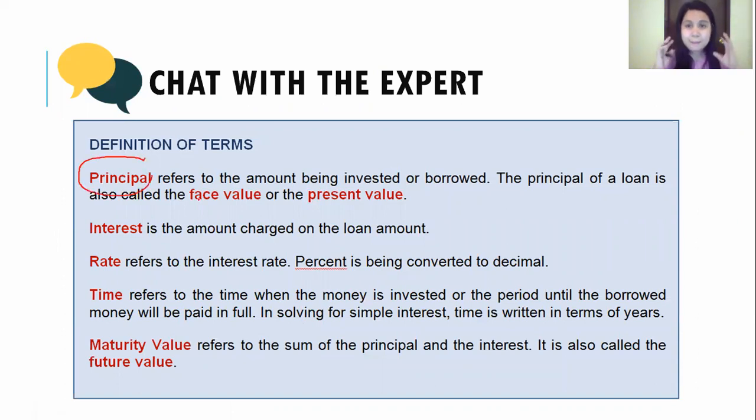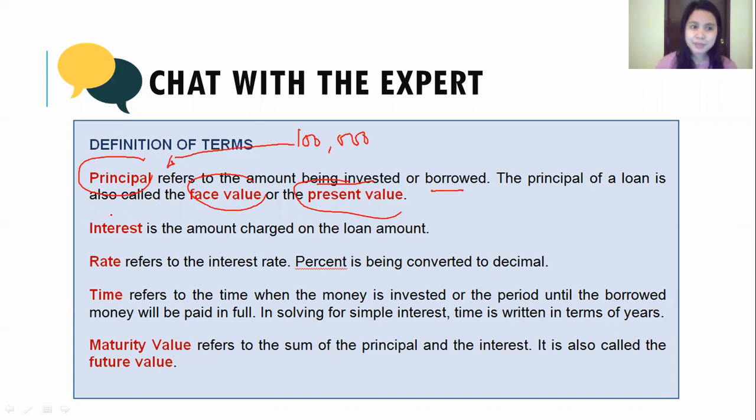Principal, if I'll translate it to our layman term, it is the capital. How much is your capital? That is the principal. The principal is the amount being invested or borrowed. It's also called a face value or the present value. Example, I'll have a business, then my capital is 100,000. That 100,000 is called the principal.